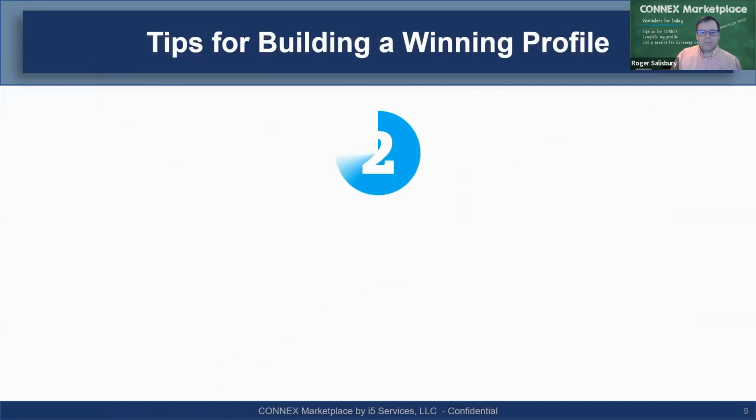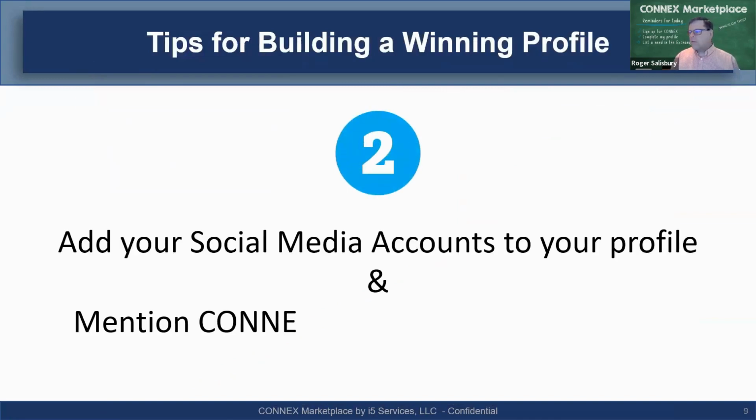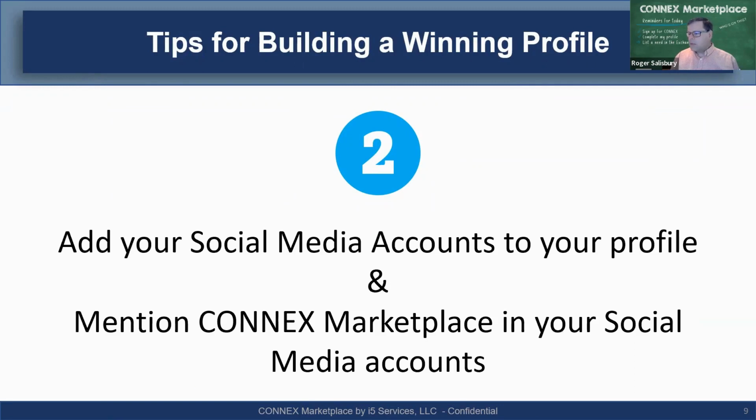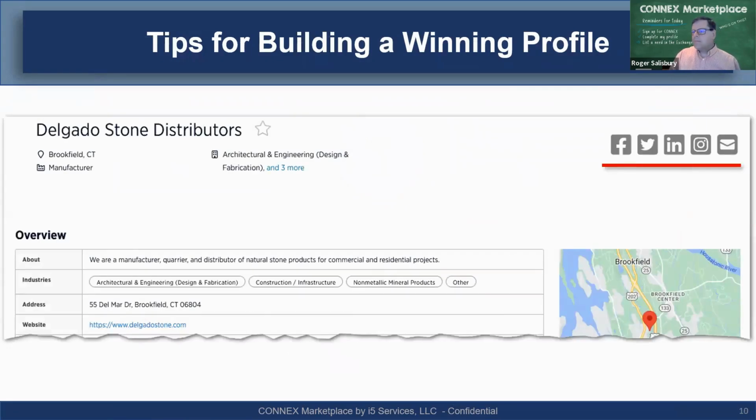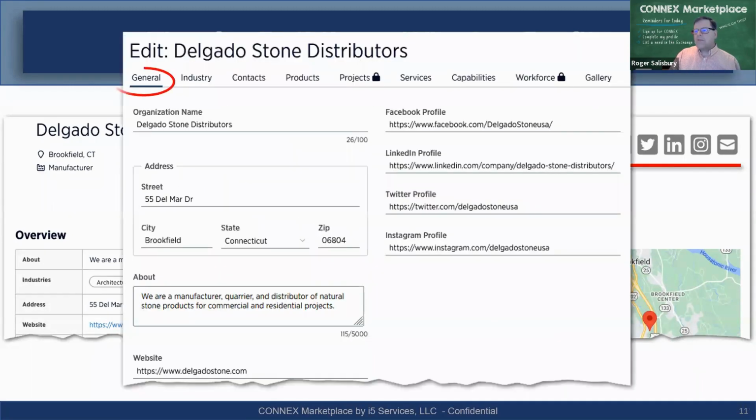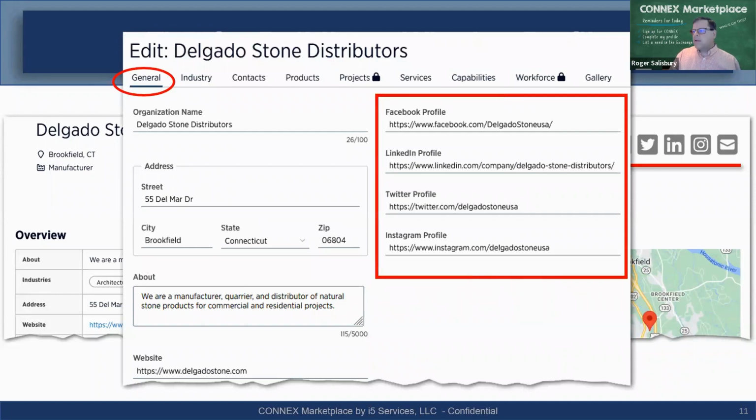Number 2, add your social media accounts to your profile, and also mention CONNECT Marketplace and link back from your social media accounts as well. Everybody wins when common platforms are cross-linked. So what does that look like in your profile? At the top section on the right-hand side, your social media links will appear if you provide those links when you're editing your profile. And where do you do that? That's also in the General tab, right here in the second column. Profiles for Facebook, LinkedIn, Twitter, and Instagram are available.